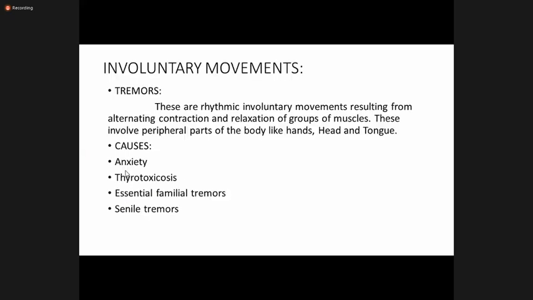So the involuntary movements, first the tremors. These are rhythmic involuntary movements resulting from alternating contraction and relaxation of the muscles or groups of muscles. These involve the peripheral parts of the body like hand, head, tongue, and the most important causes of the tremors are anxiety tremors, thyrotoxicosis, essential familial tremors, and senile tremors. So these are all the involuntary movements.